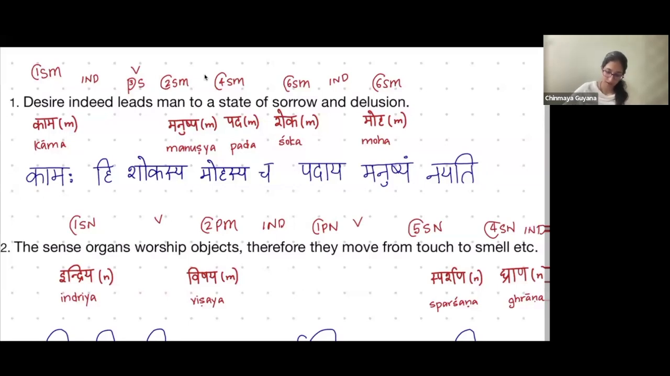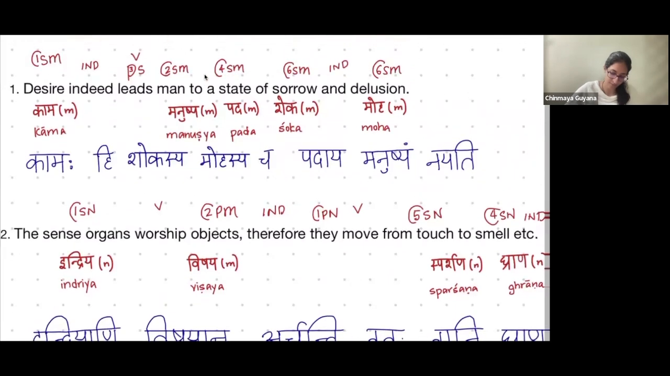Okay. So now here. Oh, we didn't put what verb this is. Oh no, we didn't do the verbs. Worship. Worship is the sense organs is third person, right? It is plural. And they move also third person, plural. So now here. 1, 2, 3, 4, 5, 6, 7, 8, 9. 9.